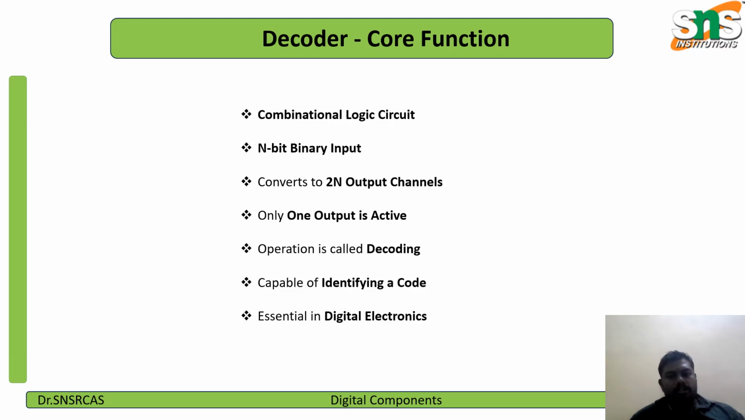And the decoder core functions the combinational logic circuit, n-bit binary input. The circuits are primarily classified into two categories, the combinational and sequential circuits. The combinational circuits are made from basic logic gates like AND or NOT, from universal gates like NAND or NOR gates. These gates are connected together to create more complex circuits.